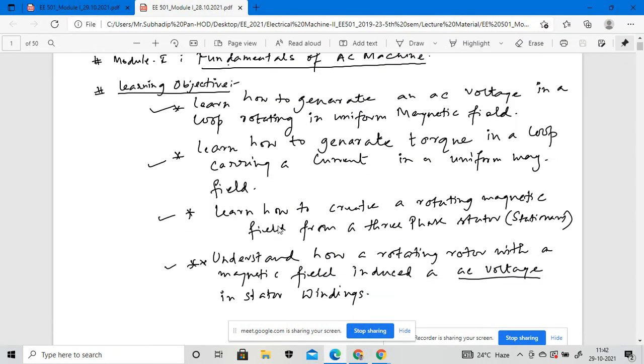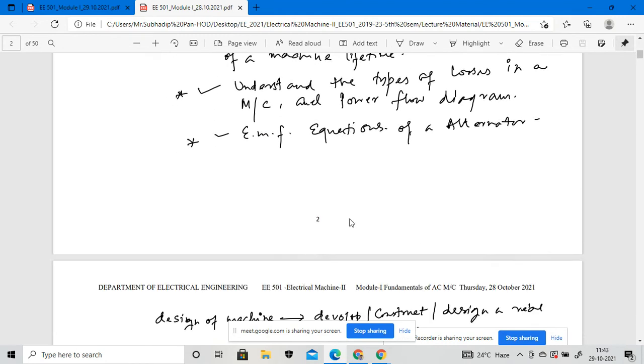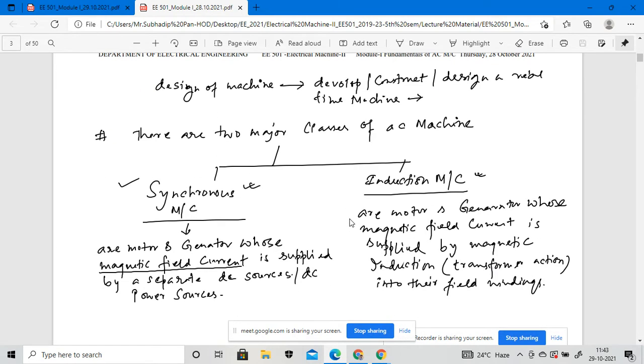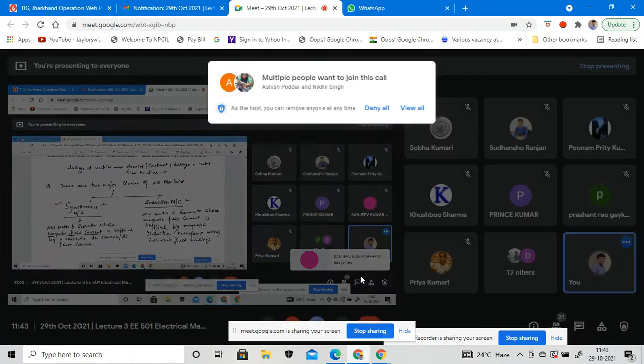Yesterday we discussed some learning objectives: what we have learned, what we have understood, and the fundamentals of AC machines, and what we will learn in this module. We also discussed two major classes of AC machines, the synchronous machine and the induction machine. The working principle of the synchronous machine and of the induction machine will be discussed in module 3 and module 4. These are the very basics of the synchronous machine and the induction machine.